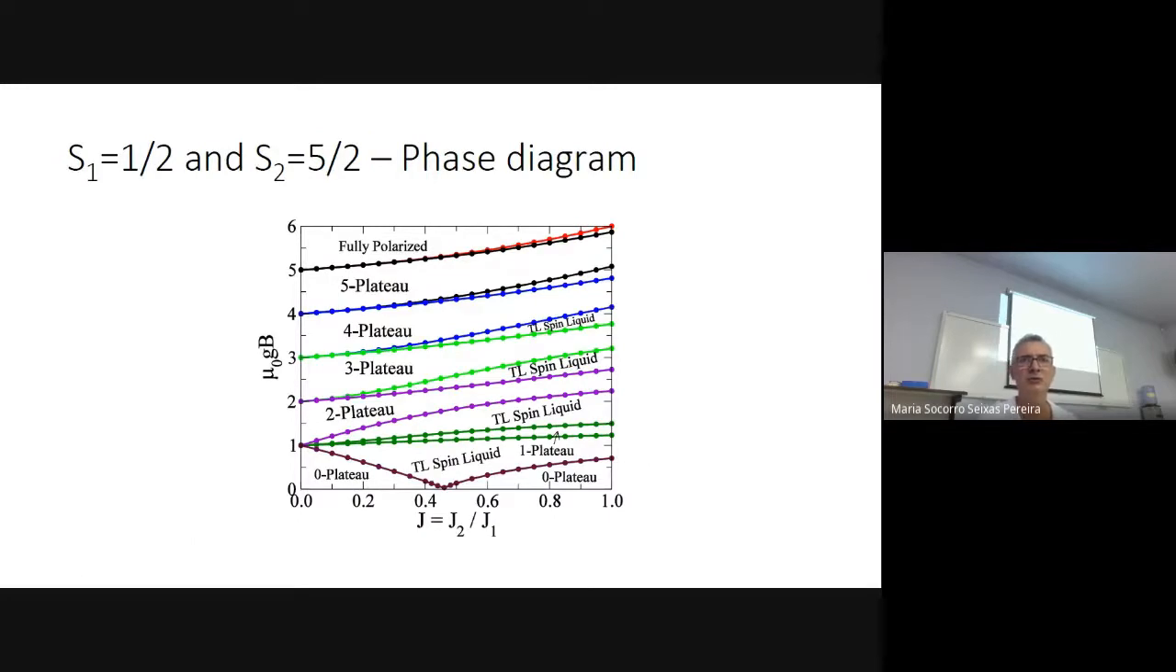So we started to study this kind of chains considering the case of spin 1 and spin 5/2, which is closer to the compound that I showed to you. The phase diagram has a plethora of phases. We have two zero magnetization phases with a Gaussian critical point between them, and several plateau phases from 1 until the fully polarized state, each one separated by narrow spin liquid phases.